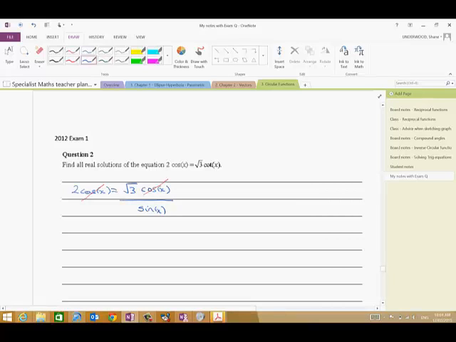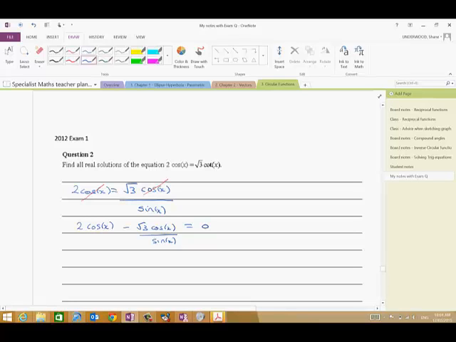What you must do is get it all on one side. 2 cos of x minus root 3 cos of x over sine of x is equal to 0. And of course now, rather than cancelling out, given the fact that 0 is like a solution, you're getting rid of solutions, so you can't just do that. And that's for solving equations. That's the most important thing I want to stress to you. You can't do that.